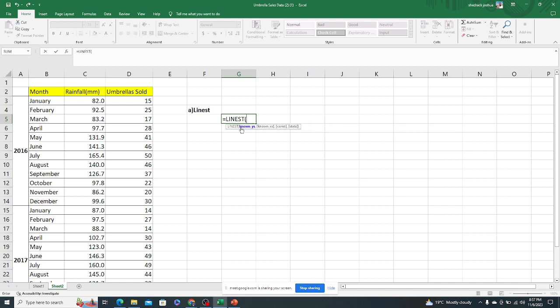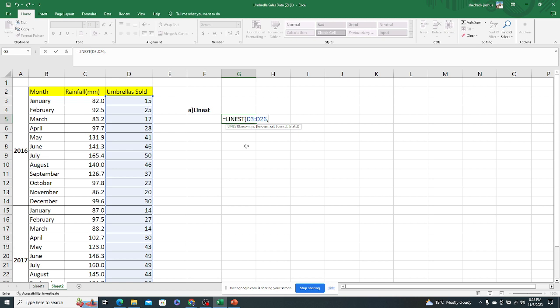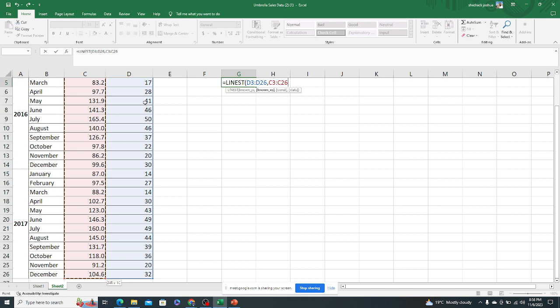So in this case we need to highlight the array of all the values of our known y's, and also the values of known x's. That's all we need. We'll start with our known y's. We know the cells are the set of our known y's. Then we have the known x's.